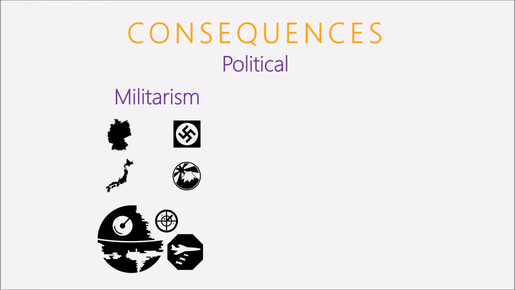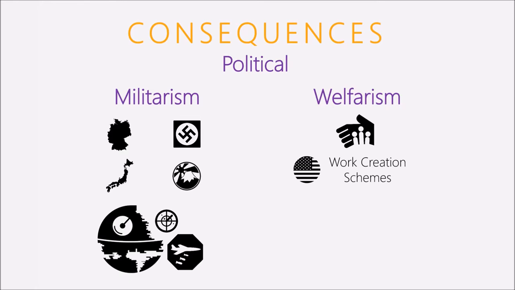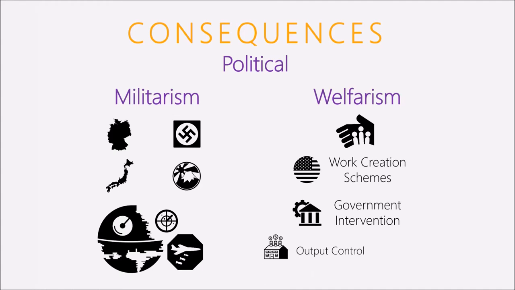And another consequence is the setting up of welfare systems. In the United States, the government intervened to reduce unemployment by work creation schemes such as painting of post offices and street cleaning. And the last consequence is that agriculture and industry were supported by government policies to control the output and increase the prices.